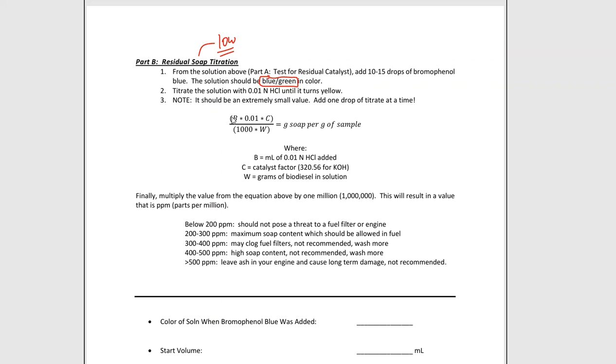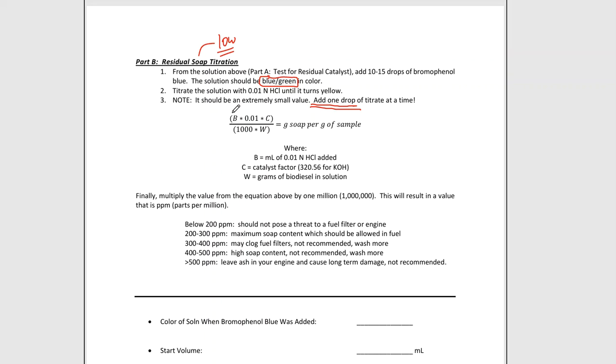So notice in step 3, it says add 1 drop at a time. Don't be surprised if it takes less than 1 milliliter here. All right. If it takes less than 1 mil, that's perfectly fine, because it should not have a lot of soap and it should not require a lot of titrant. But do go slow and do 1 drop at a time.